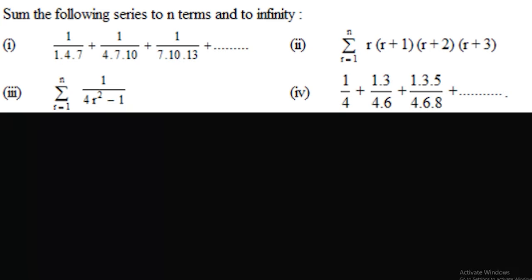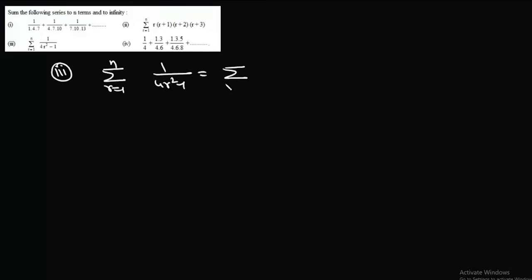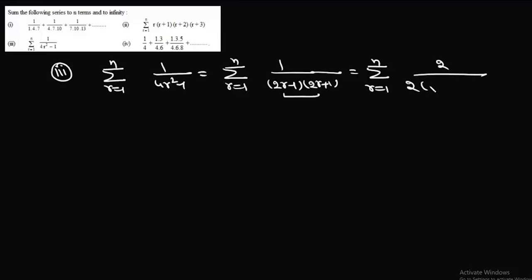Now this third one is this summation. R varies from 1 to n, 1 upon 4r square minus 1. So it will be this summation, r varies from 1 to n, and this is (2r−1)(2r+1). Now here the difference is 2, so what we'll do is we'll multiply and divide everything by 2. So it will be the summation, r varies from 1 to n, and this is 2 upon 2, and this is (2r−1)(2r+1).